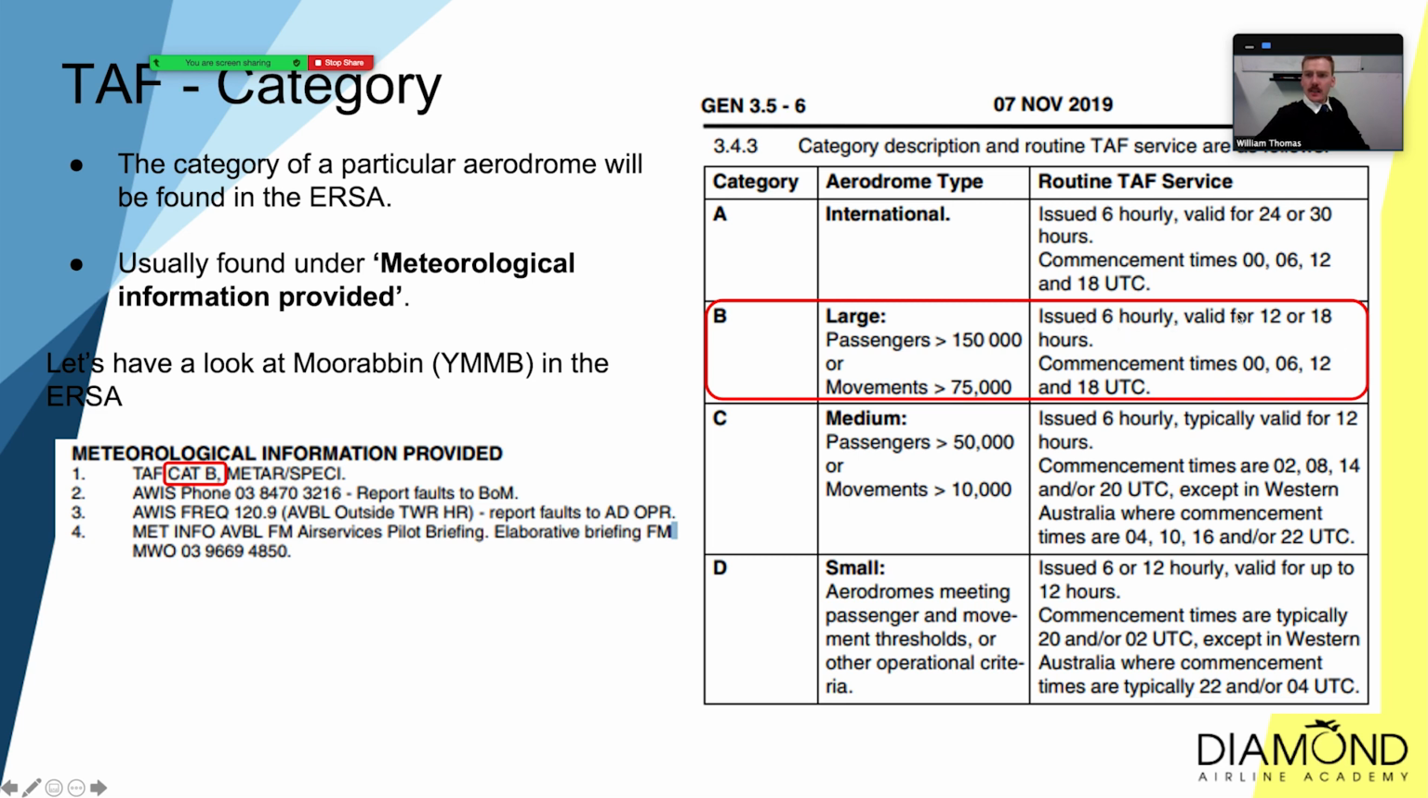Issued 6 hourly, valid for 12 or 18 hours. Commencement times, midday, 0600 Zulu, 1200 Zulu, and 1800 Zulu. Somewhere like Melbourne Tullamarine will have a Category A terminal area forecast, and they're usually valid for a little bit longer. We can see issued 6 hourly again, however valid for 24 or 30 hours rather than the 12 or 18.